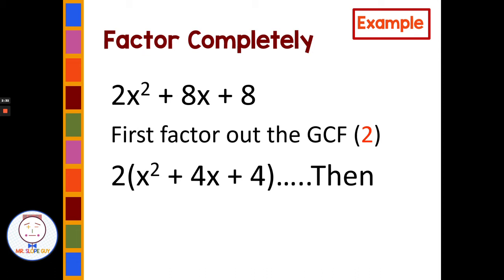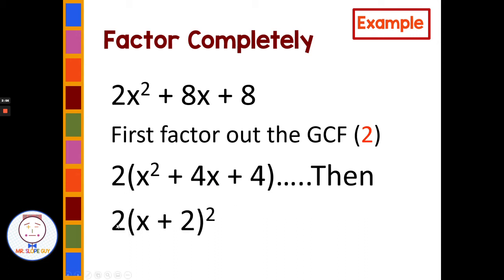And we are not done yet, because our trinomial, x squared plus 4x plus 4, can be factored again. We have a trinomial, so we're going to check for a perfect square trinomial. Is this a perfect square? The square root of x squared is x, the square root of 4 is 2. If I multiply them together and double it, I get 4x. So it is a perfect square trinomial, and I can factor it again.